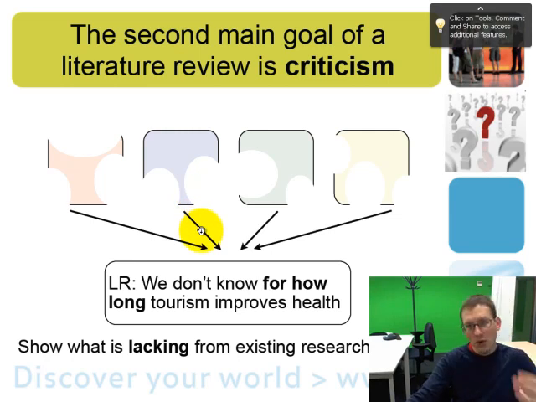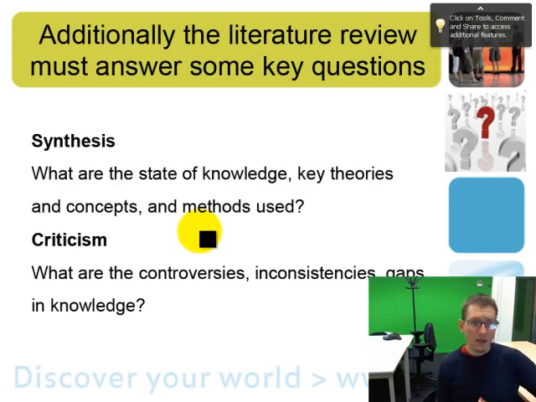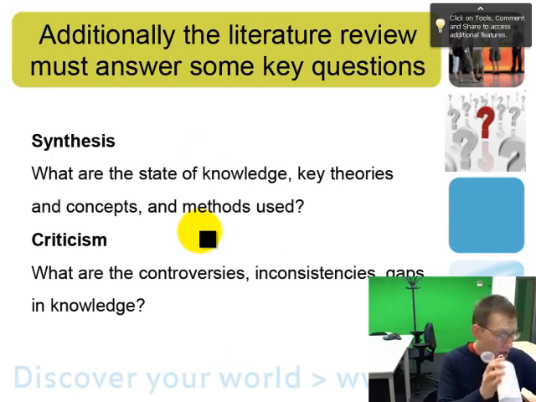So the most important point in this lecture is that the two goals of a literature review are synthesis and criticism. Every literature review needs to do these two things. Along the way, the literature review needs to answer some key questions about the state of knowledge, key theories and concepts, methods used in previous research, and also controversies, shortcomings, inconsistencies in the previous research. And that's where the criticism really comes in.